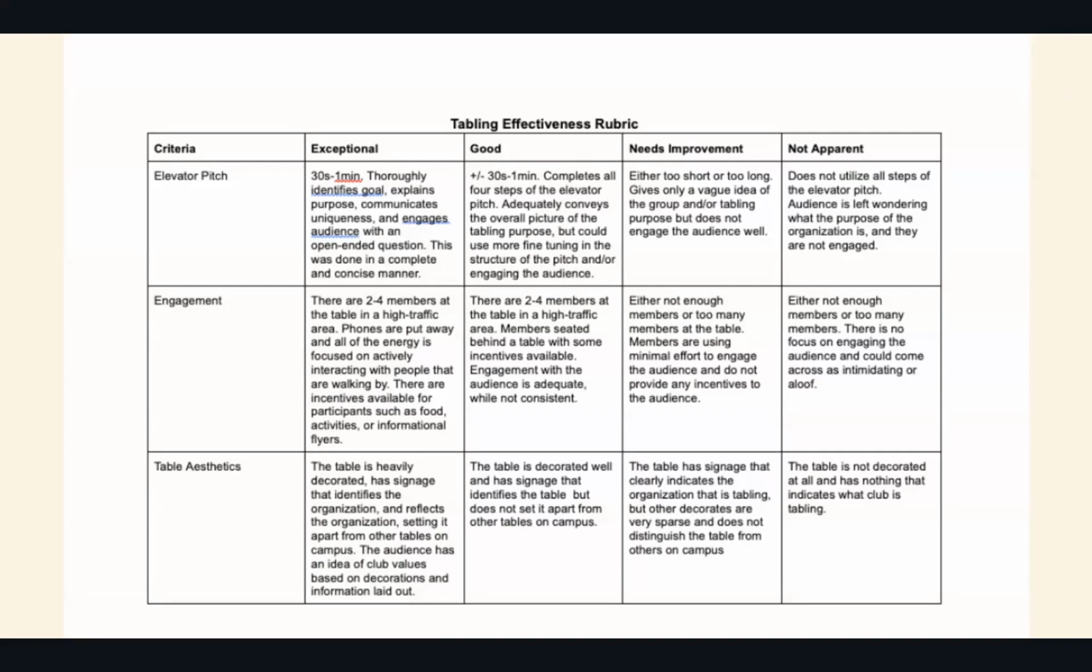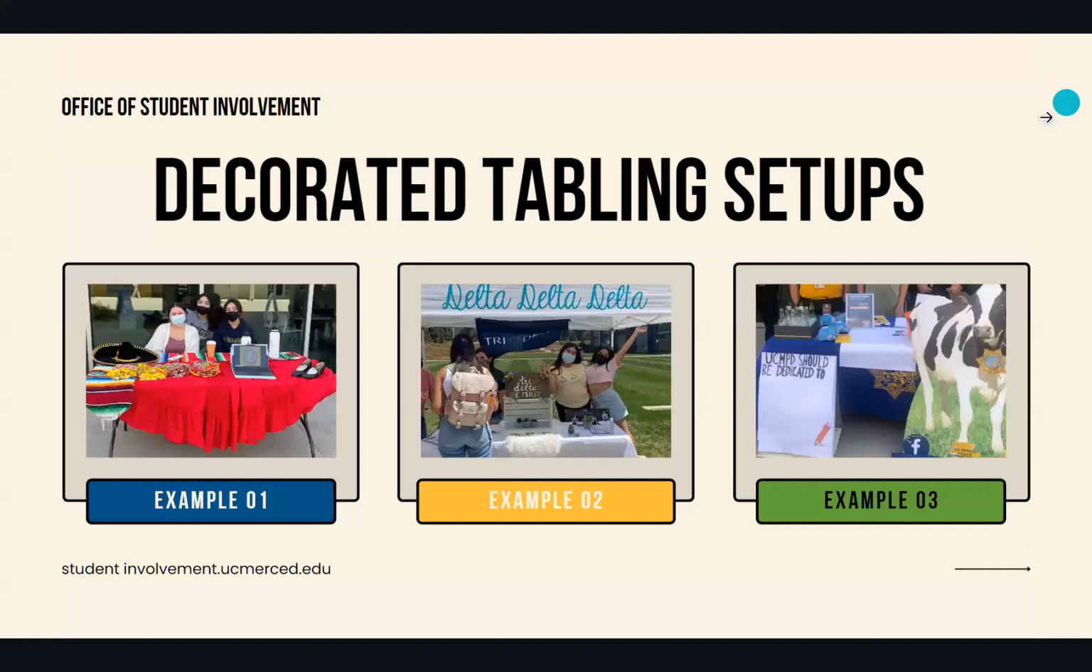And for table aesthetics, the table is heavily decorated and it has signage that identifies and reflects the organization, setting it apart from other tables on campus. The audience is also able to have an idea of club values based on decorations and information laid out. Here are some decorated tabling setups.